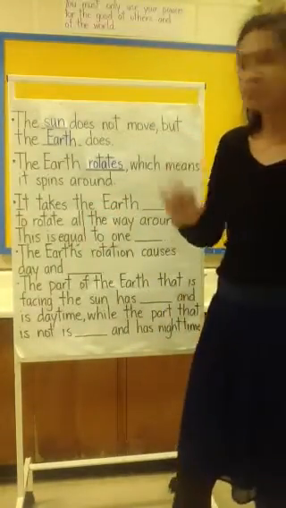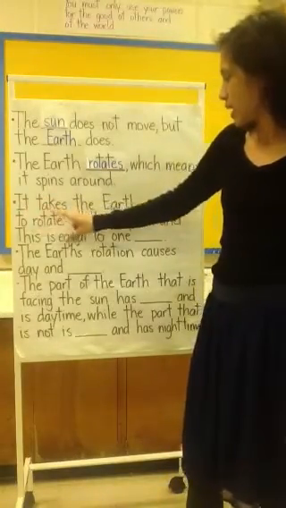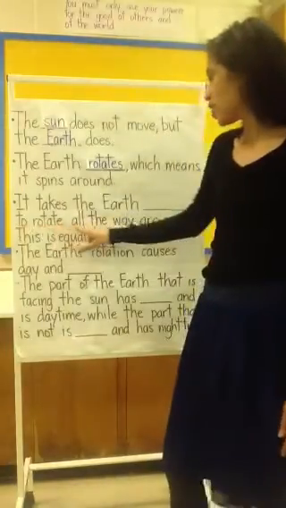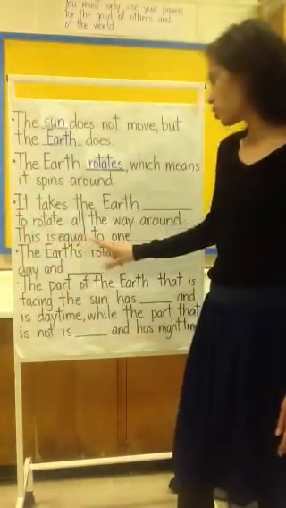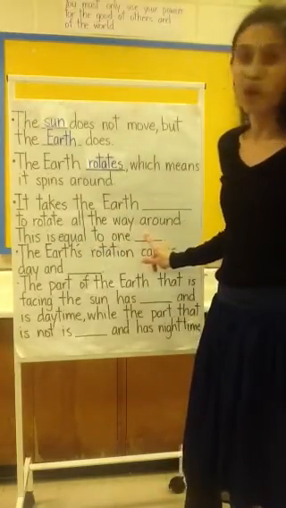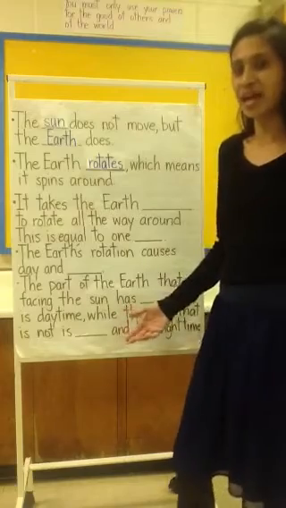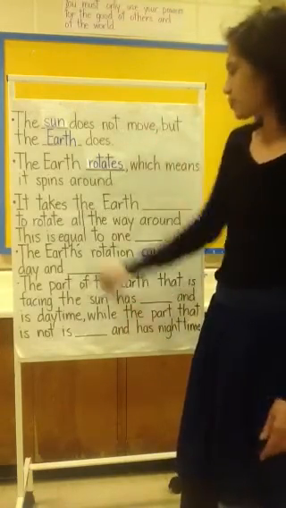Let's look at the third bullet we have. Let's read that one together. It takes the earth blank to rotate all the way around. This is equal to one blank. Well, that was a long one. That's actually two sentences right there. I'm going to read that one again.